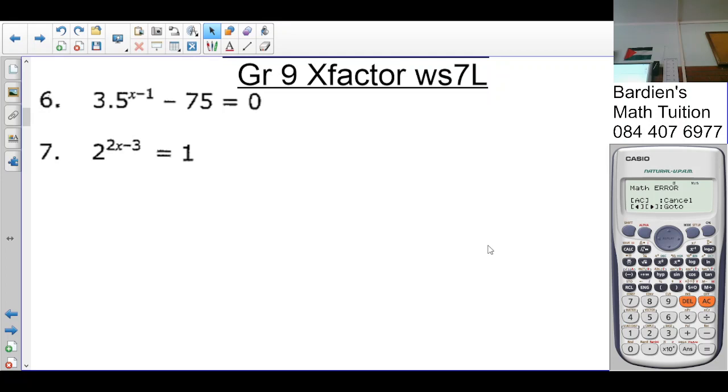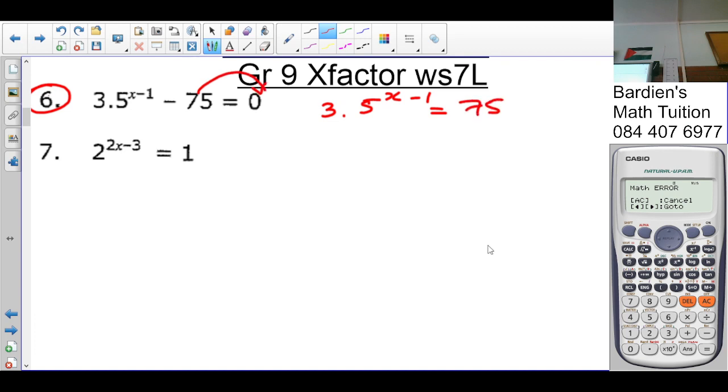Okay, but anyway. Number 6, here we go. We got 3 times 5 to the x minus 1 is equal to 75. Now what? Okay, what did you do? Divide by 3, yes, and then what do we get? You get 25, yes. So it's 5 to the x minus 1 is equal to 25. Then you took the 25 over. Then we got what we have there now.